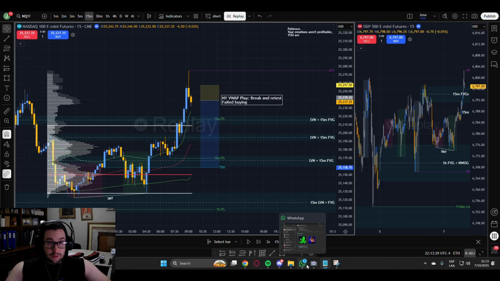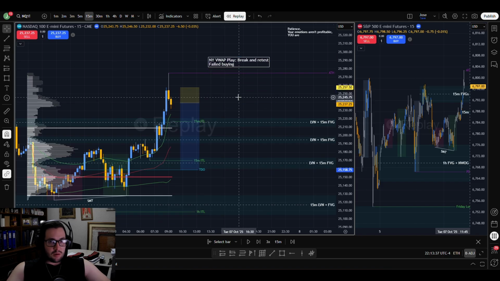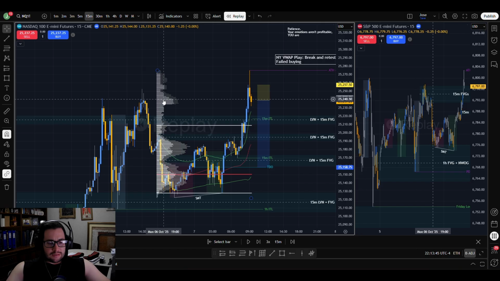I wasn't a fan of what I saw today. I just wrote down the best thing I saw, in my opinion: the VWAP play, New York VWAP. So I did notice, right?